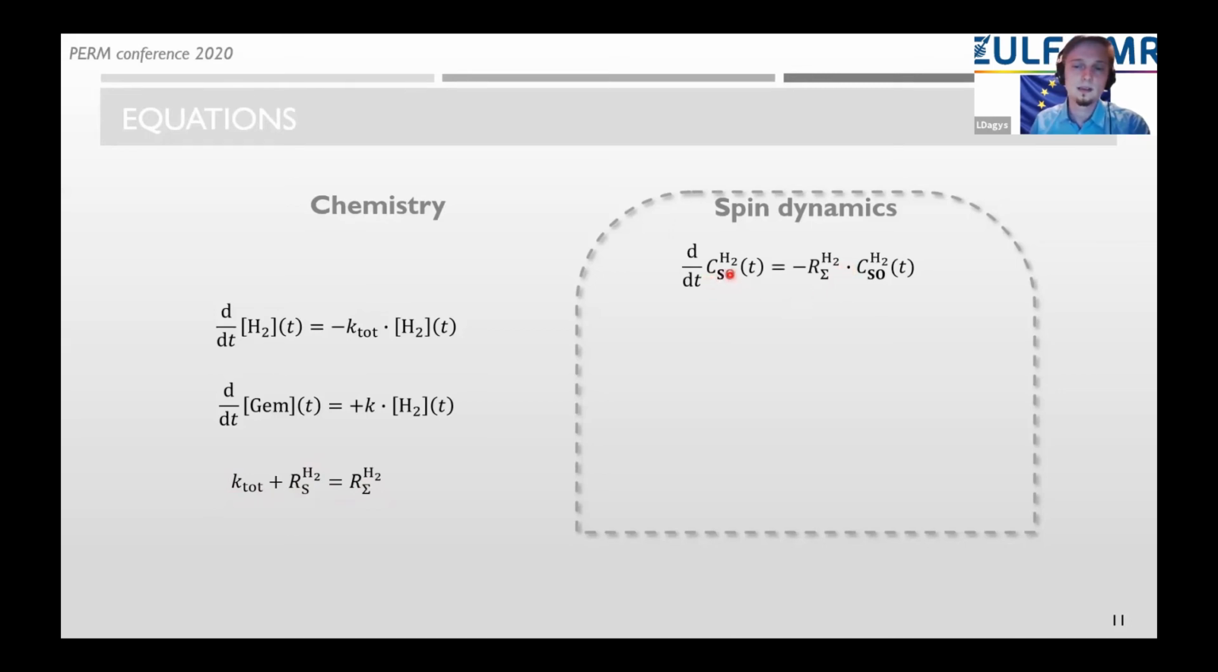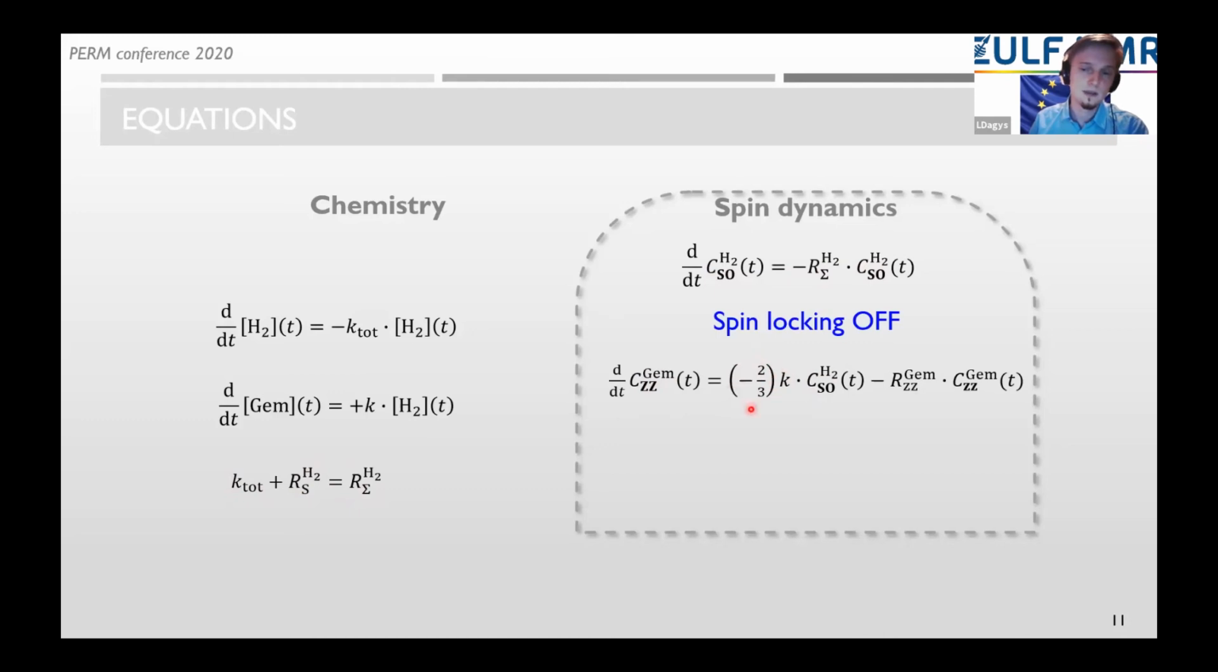So if we want to see the singlet order of the hydrogen, then we have this R sigma that just slowly eats it. But then if we don't have spin locking, we ask what the ZZ order is now on the general product. Then we have this K, which is producing this singlet order, and we convert it back to ZZ order, so we have this 2/3 factor. And then obviously it will decay slowly with this RZZ. Whereas in the other case, it's quite similar, but we don't have this 2/3 now because we're just doing 1-to-1 singlet order conversions. So that's all good. And then we have this RS, which is singlet relaxation, the singlet lifetime.